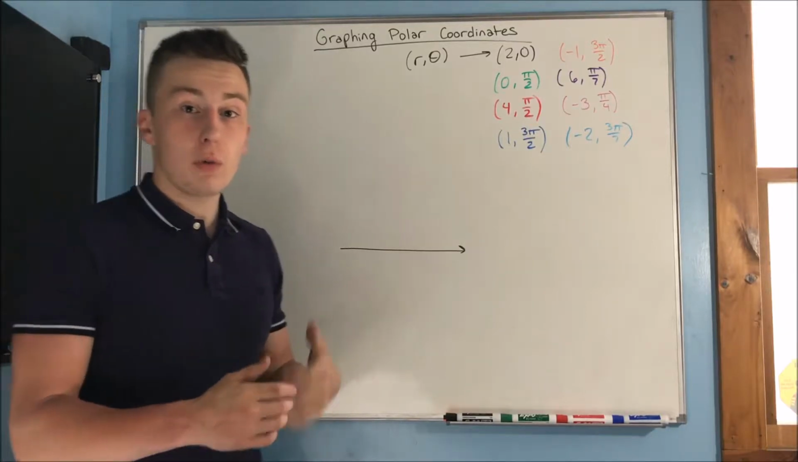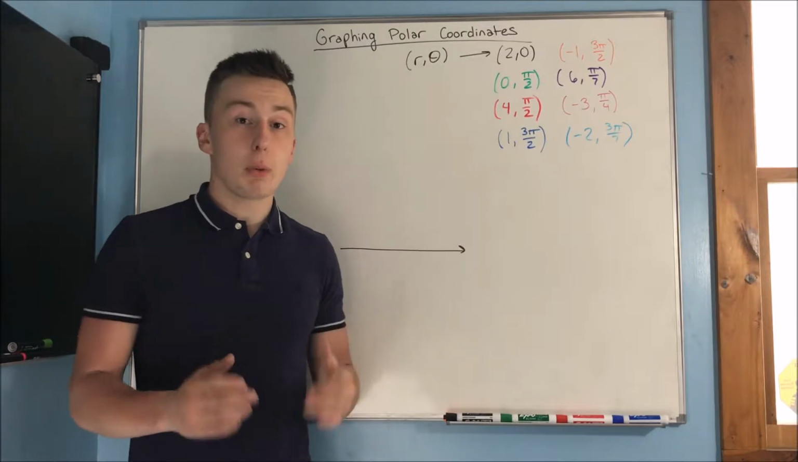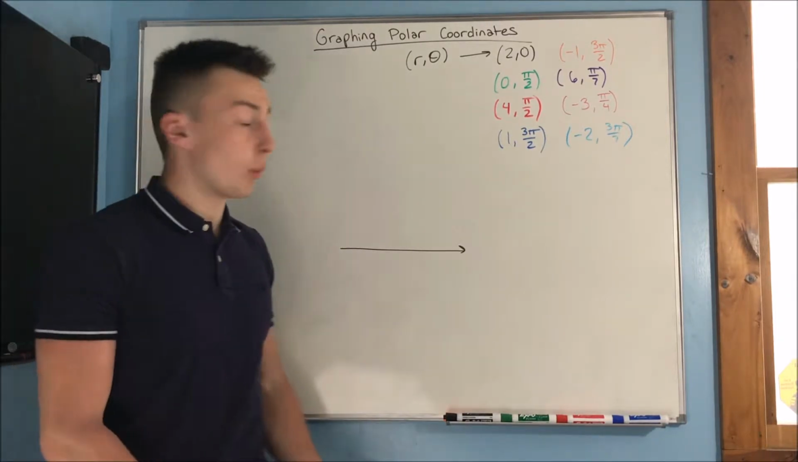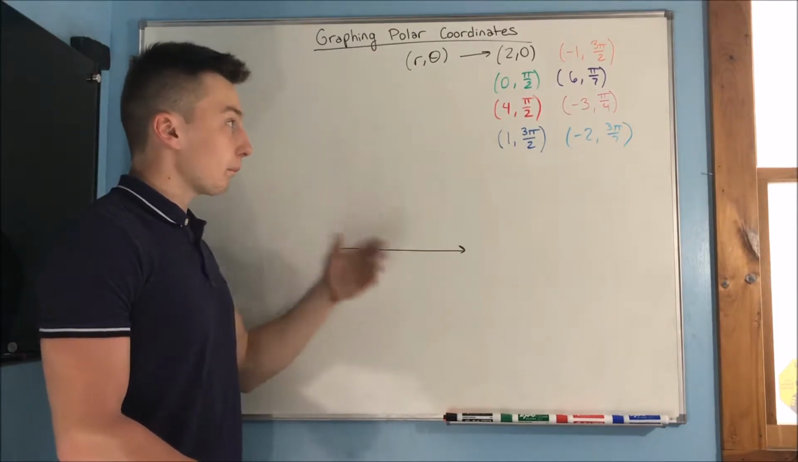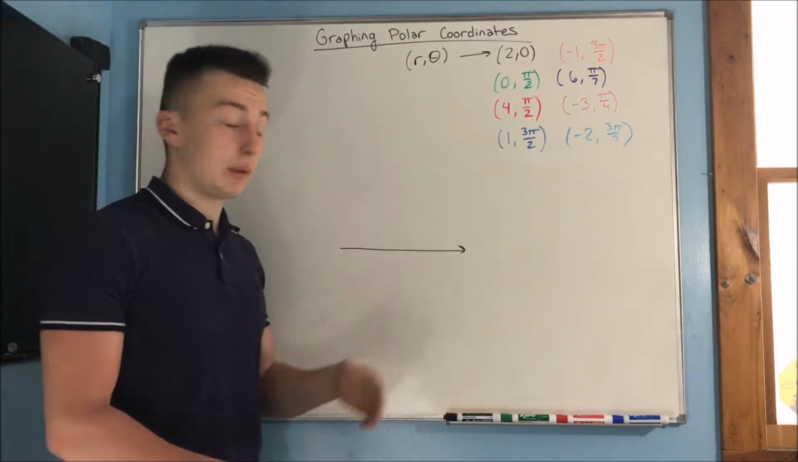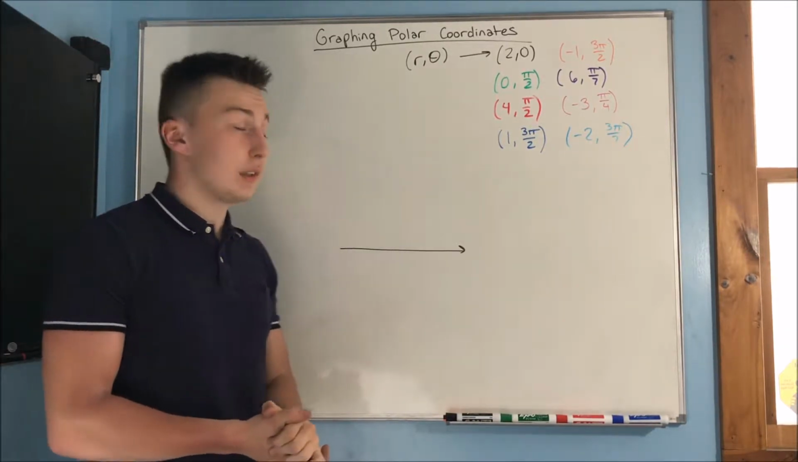All right, so before we start graphing polar curves, I wanted to make sure that you're comfortable with graphing polar coordinates. Okay, so how this video is going to work is I have a bunch of coordinates on the board, and we're just going to go through them one by one and get them graphed on this polar axis. So our first set of coordinates here, (2, 0).